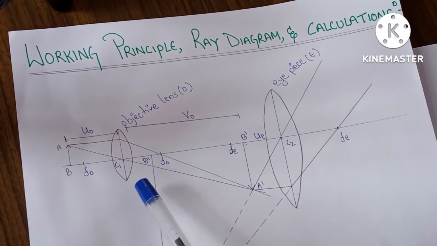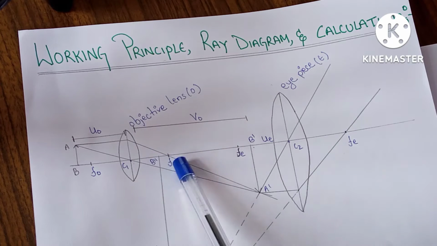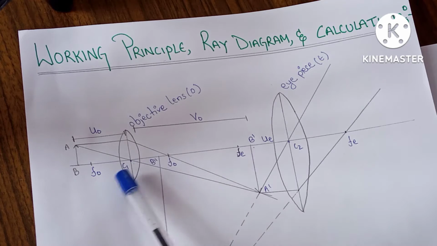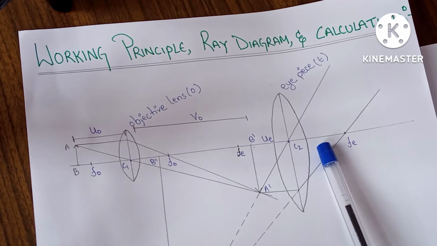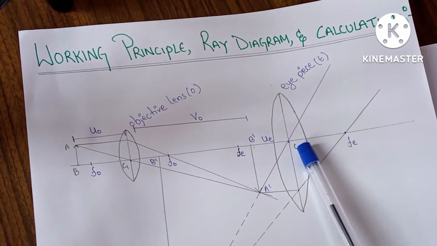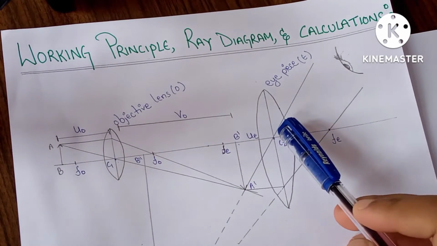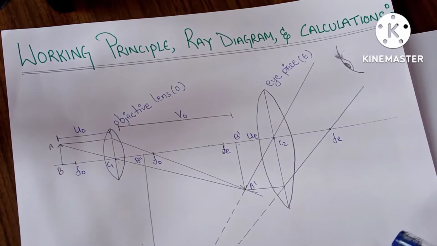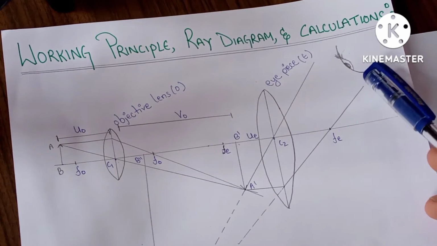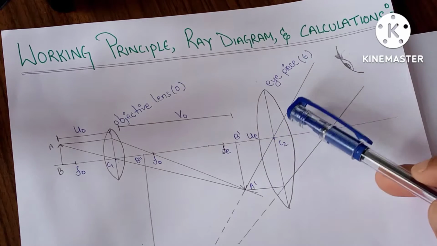Now let us see the speciality of this objective lens. The speciality of the objective lens is that it has a small focal length and a small aperture. And as for the other lens which we kept here, it has a function similar to a simple microscope. It acts similar to a simple microscope, and we keep this lens near our eyes, and therefore we call it the eyepiece.